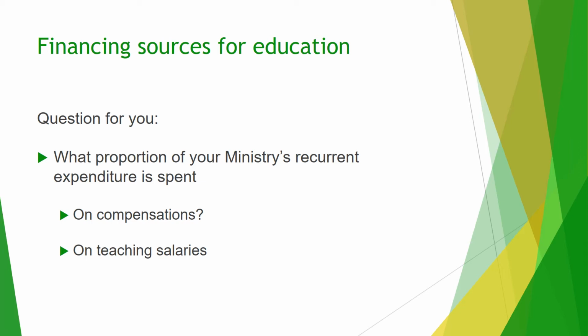So another question for you: what proportion of your ministry's recurrent expenditure do you think is spent on compensation as a total and on teaching staff compensation? Again, an indication from OECS suggests that it may be between 50 to 60% on compensation and 40 to 55% on teaching staff compensation in particular.